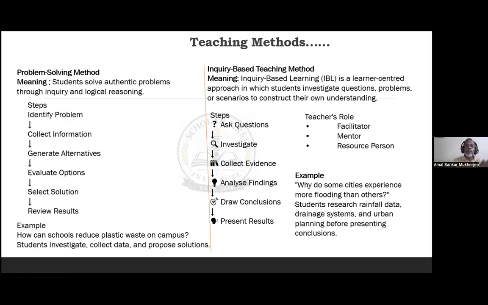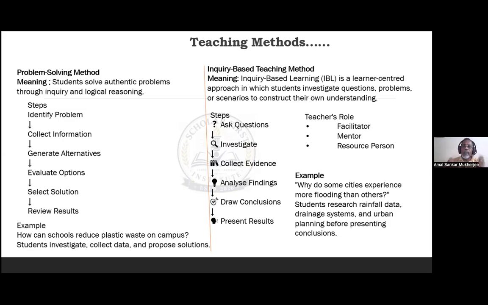Now, in the case of problem solving, the problem is constructed by the teacher, and students try to investigate the problem. But in the inquiry-based teaching method, the problem has to be identified by the students. They have to investigate questions, identify the problem, then analyze the scenarios to construct their own understanding. What will the teacher do? The teacher will only be the facilitator and guide in this respect.